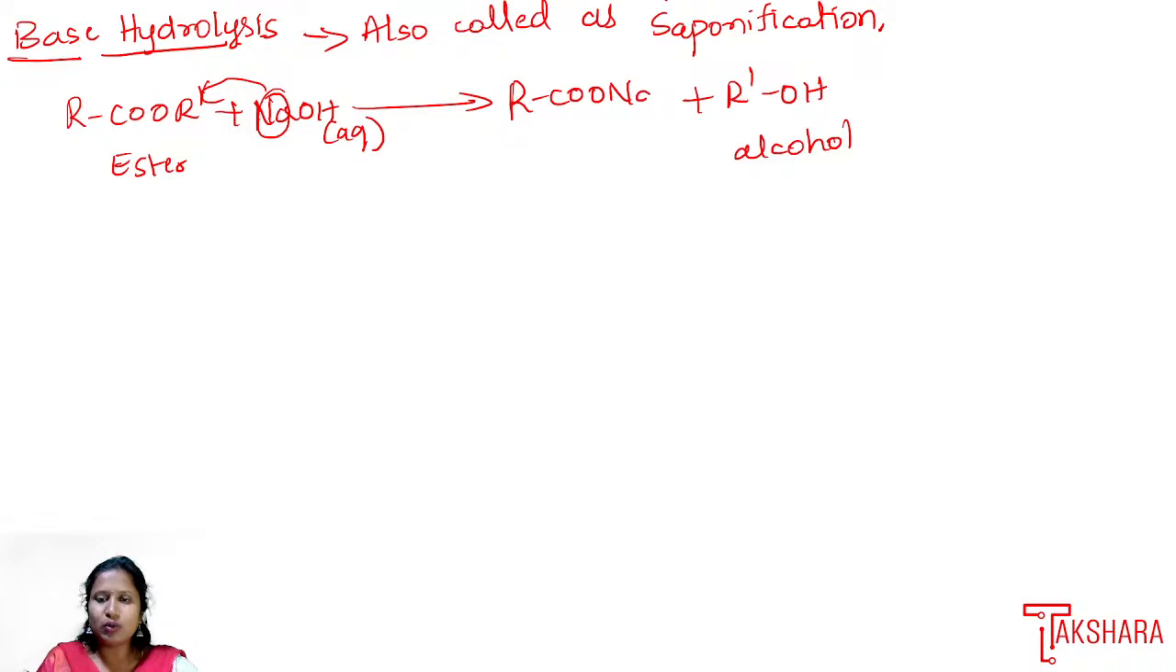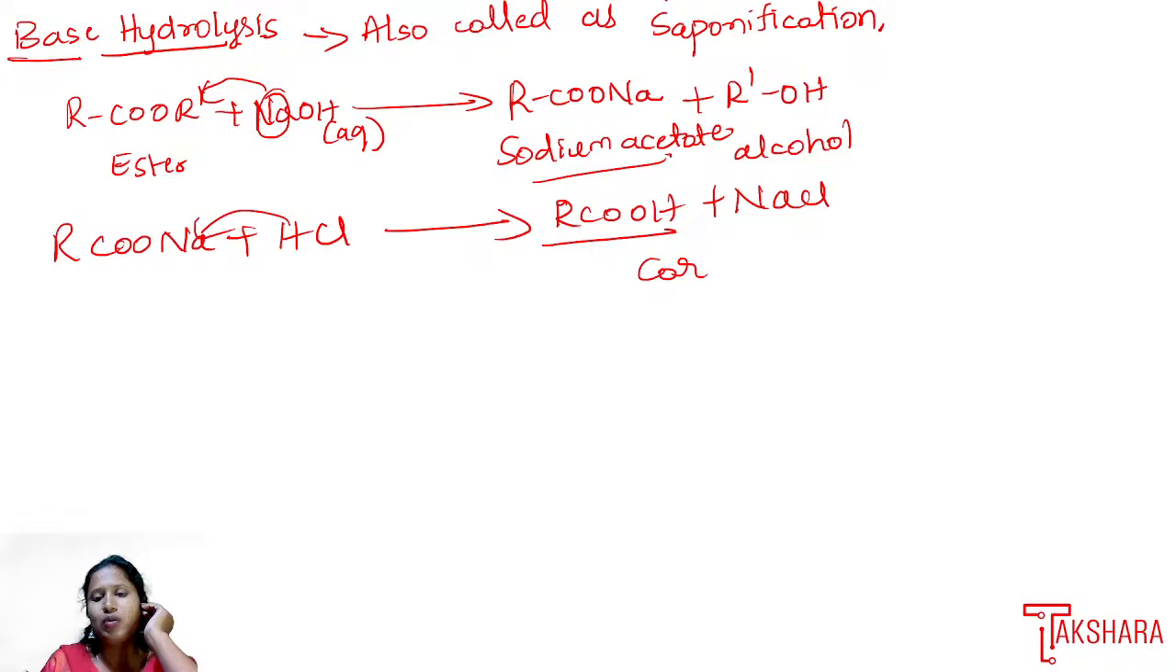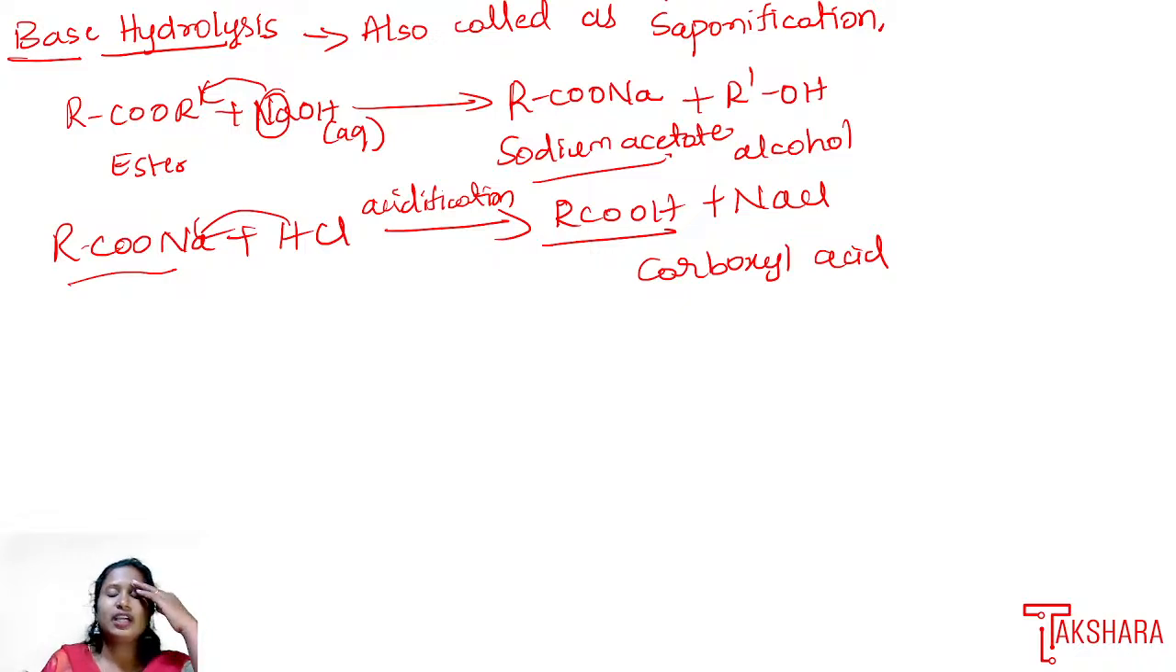The product is called sodium acetate. RCOONa is called what? Sodium acetate. If we do acidification of the sodium acetate, we will get the carboxylic acid as a product.